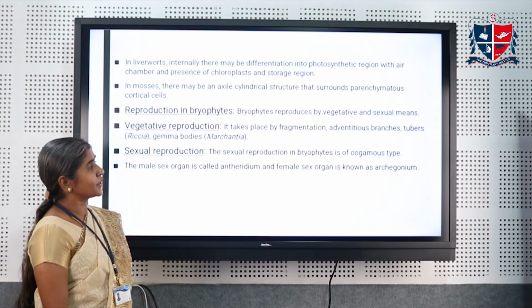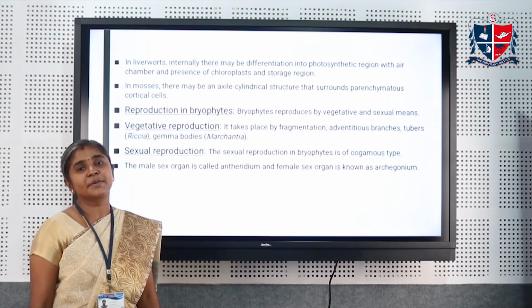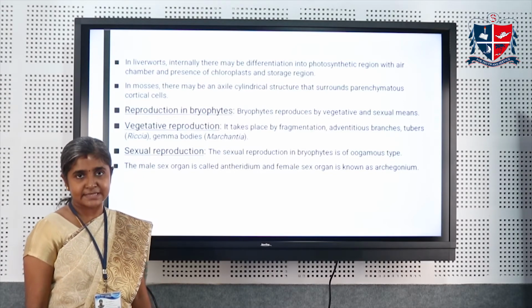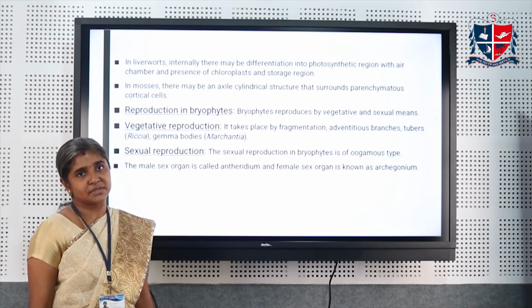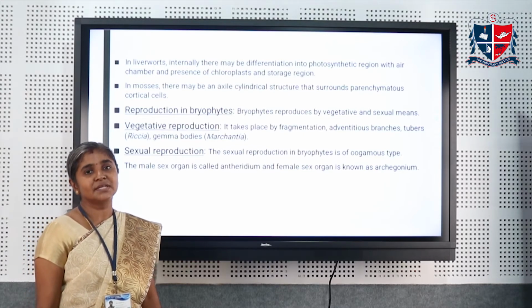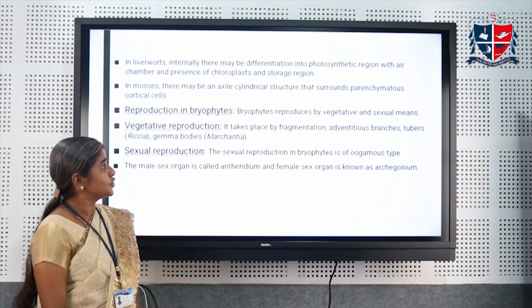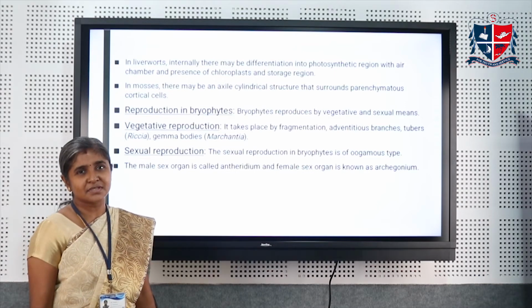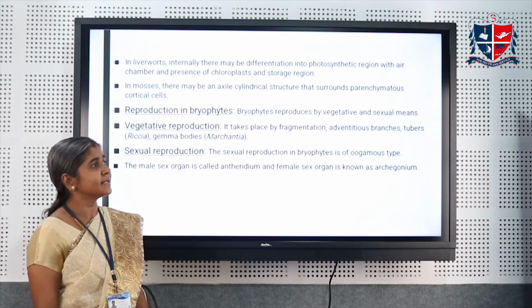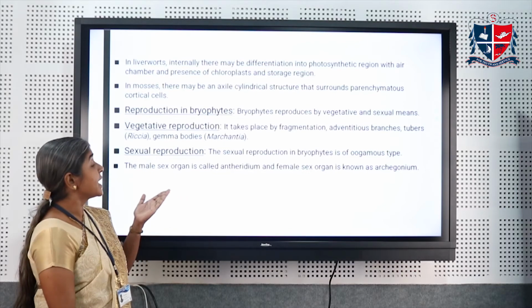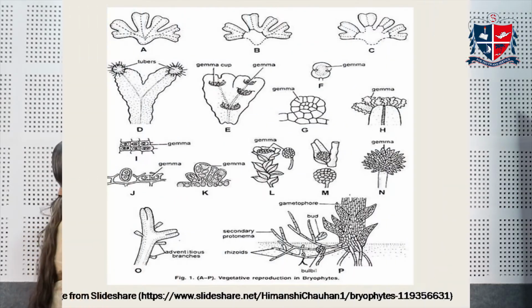Coming to the reproduction, in bryophytes, reproduction happens by vegetative and sexual means. Vegetative reproduction takes place by tubers, by fragmentation, which is the most common method. Then there may be adventitious branches and also gemma bodies.